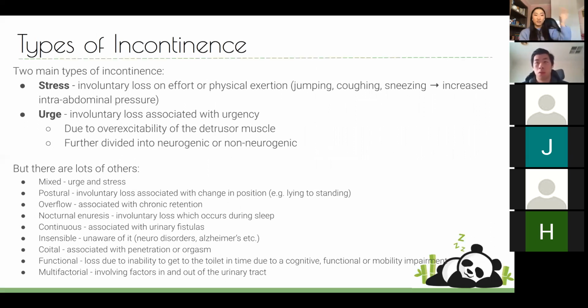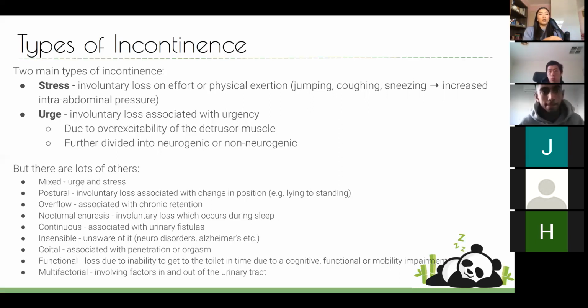They give you a massive list of other types of incontinence, which are much less important. It's a good idea to know what the words mean, but you don't have to know much else about them in terms of management. Mixed incontinence just refers to if you have both. Postural incontinence refers to a postural change, so if you sit up or lie down and that causes incontinence. Overflow incontinence is when you have chronic obstruction and then eventually some leaks out because of the high pressure building up.